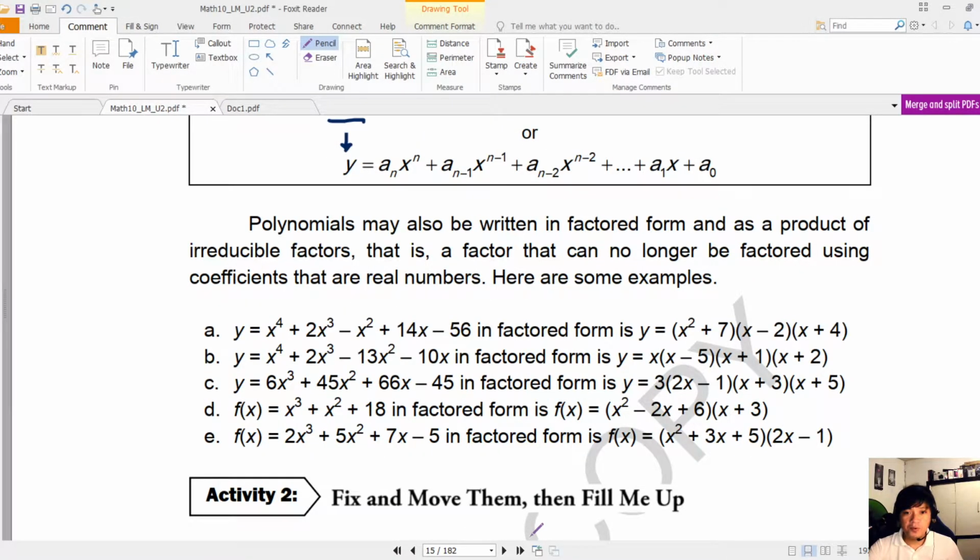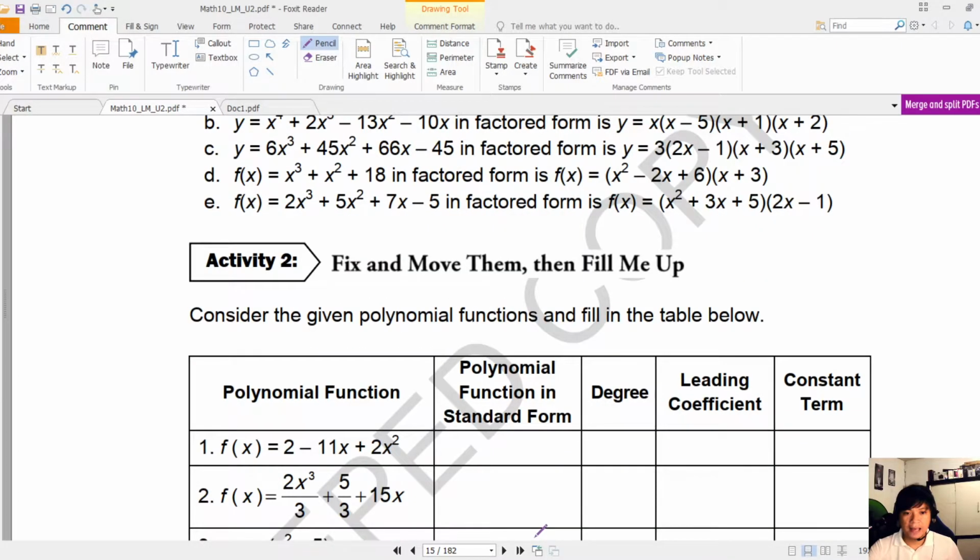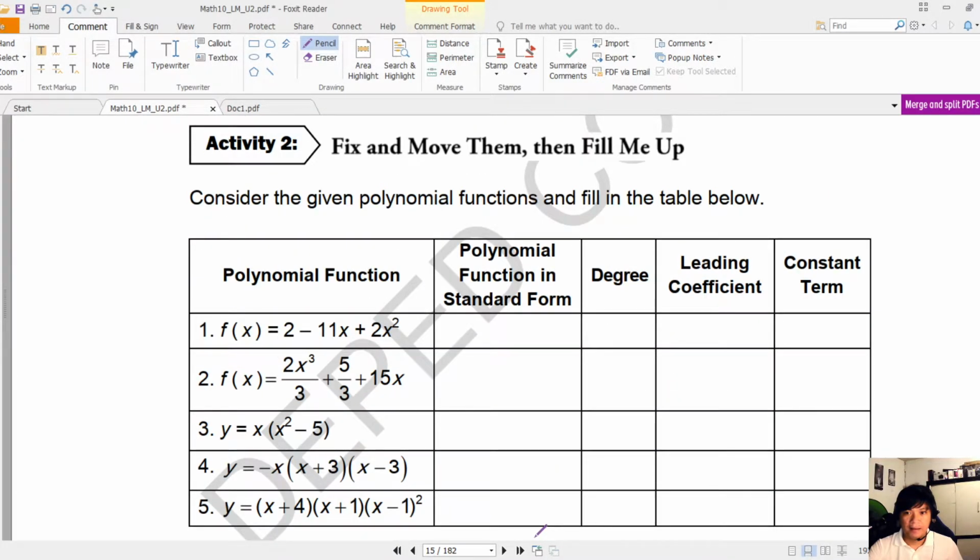Now, so we will move sa ito. So we will identify the polynomial function in standard form. So when we say standard form, rearrange lang natin ito siya in descending powers. So mauna itong 2x. So the polynomial function in standard form here is f of x is equal to 2x squared minus 11x plus 2. So yan, arrange natin.